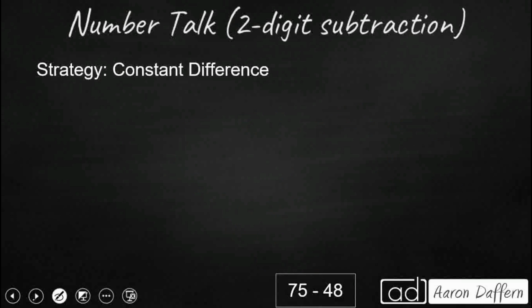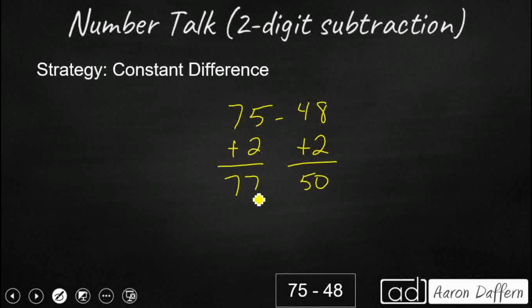And then constant difference is going to kind of act like what we did with our compensation. We're going to add 2 to our subtrahend to get up to 50. That's a much easier subtrahend to work with. But what we're going to go ahead and do is we're going to add 2 to the minuend as well. And we're going to make a brand new problem.